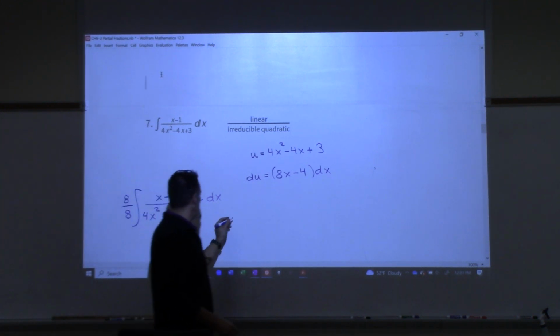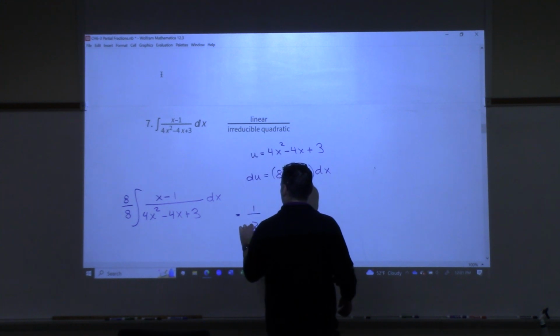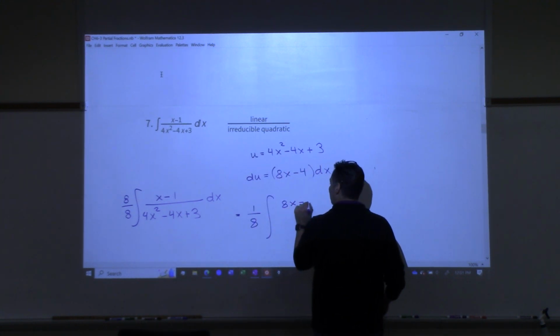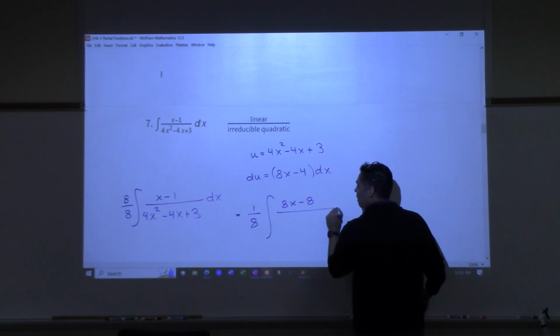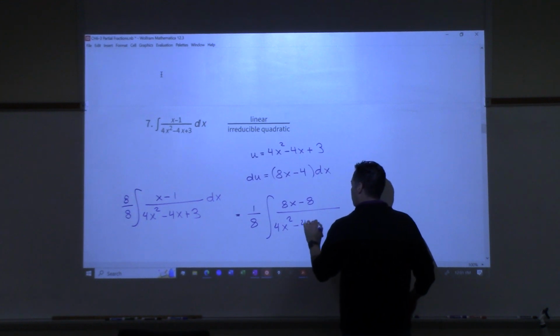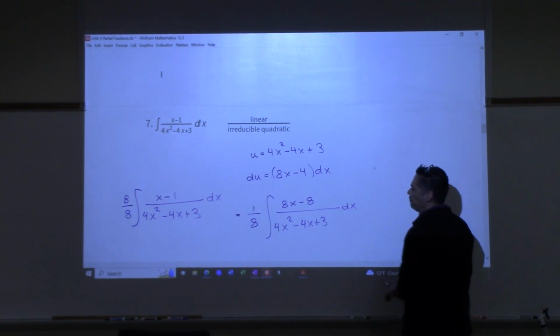So my next line will be 1/8 integral. Now when I force that 8 through, I get 8x on top minus 8. It has to distribute to both, right? And then 4x squared minus 4x plus 3 dx.